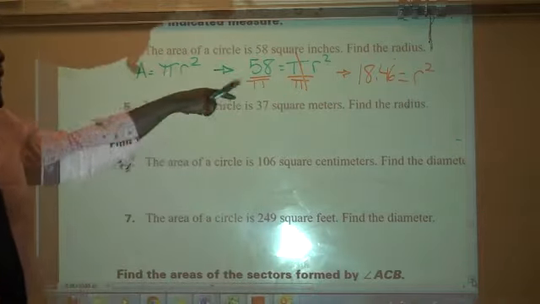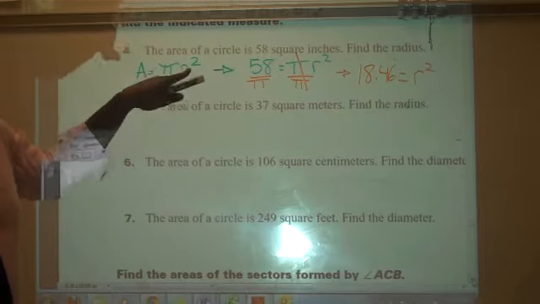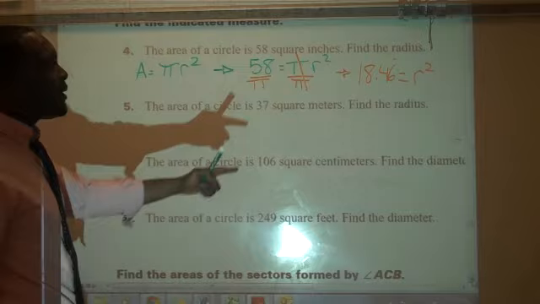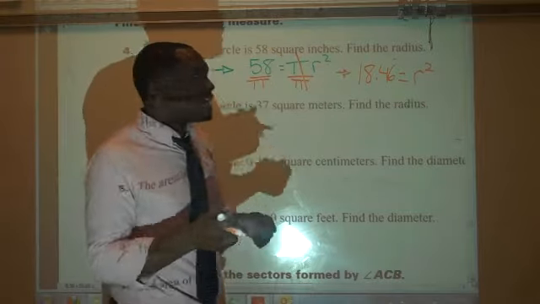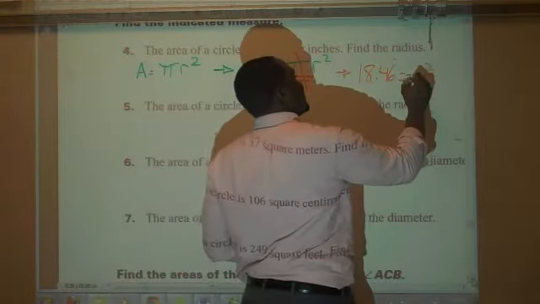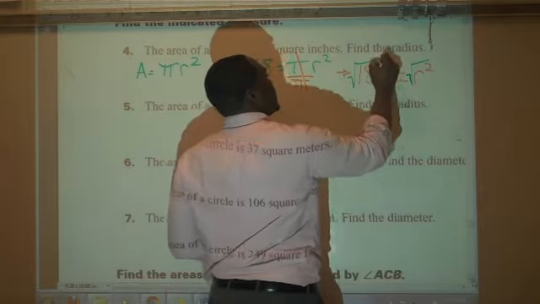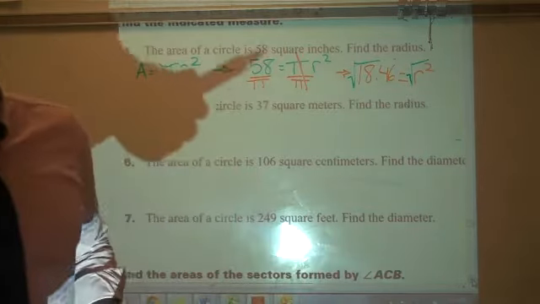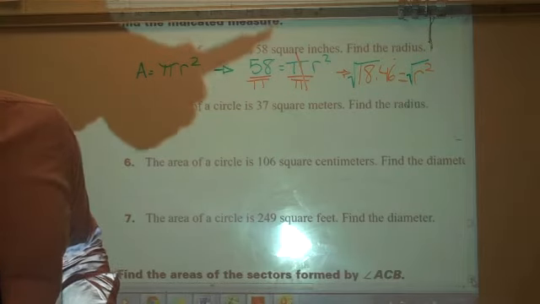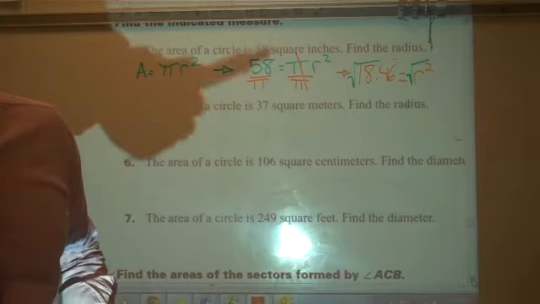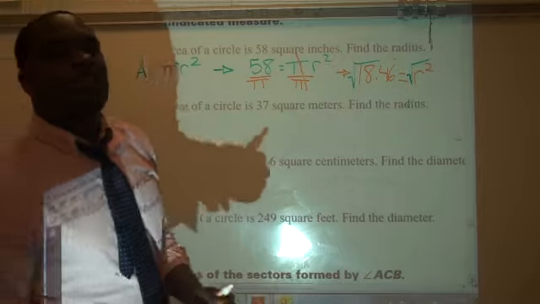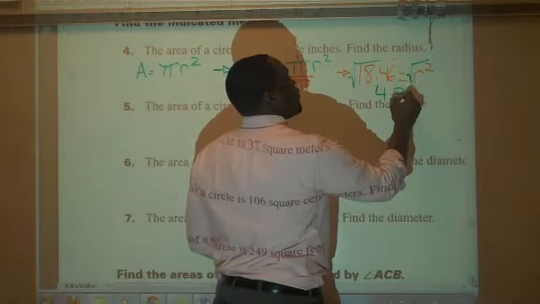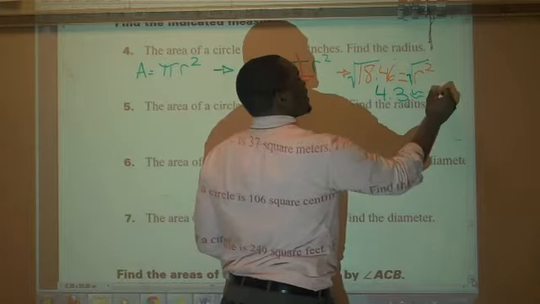Now, this is my last step. I don't want to know what r squared is. I want to know what r is. So what do I do to get rid of that square? I'm going to take the square root of both sides. And so lastly, when I do the square root of 18.46, I get about 4.3. So I can say 4.3 is approximately equal to r.